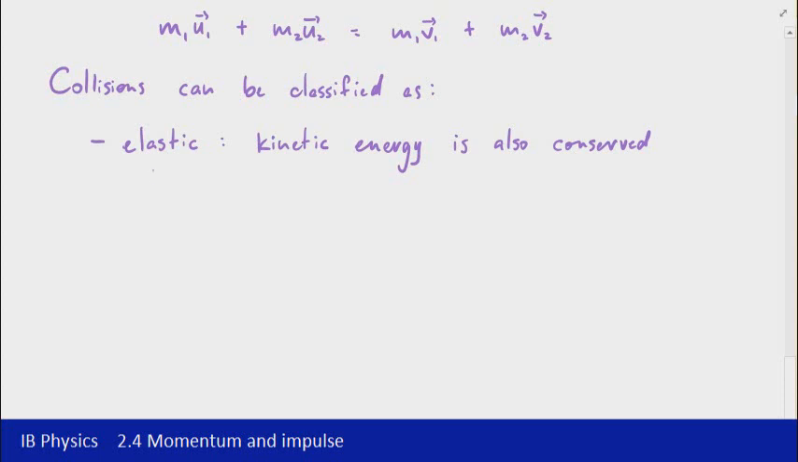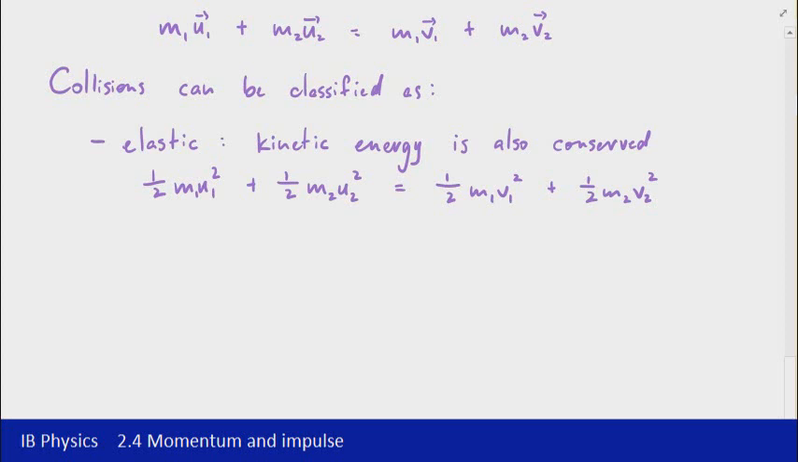So basically we'd look at the fact that the initial kinetic energy of object 1, so that's half m1u1 squared, plus the initial kinetic energy of the other object, m2, sorry for the m1, half m2u2 squared, is going to be equal to the final kinetic energy of both of those objects. So half m1v1 squared plus half m2v2 squared.